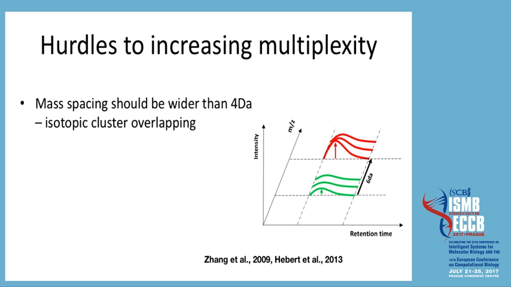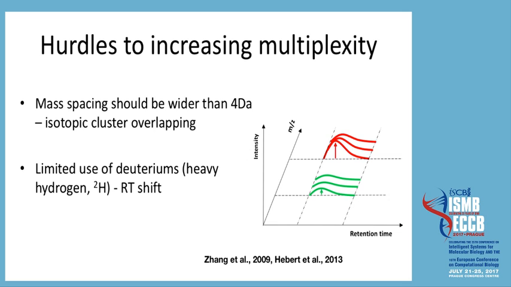One of the hurdles to increasing multiplexity in isotopic labeling is that enough mass spacing should be secured. Otherwise, the signals from differently labeled ions will overlap. As in this example, they overlap and are added up, causing bias in quantification.